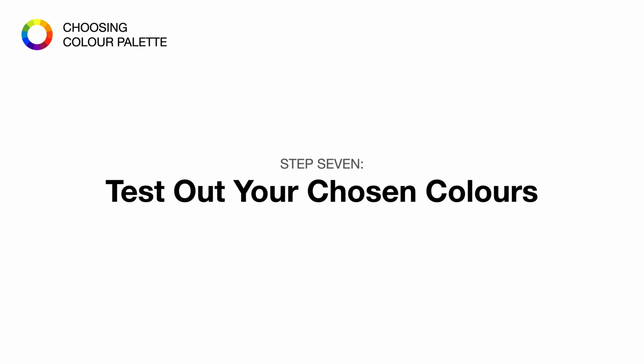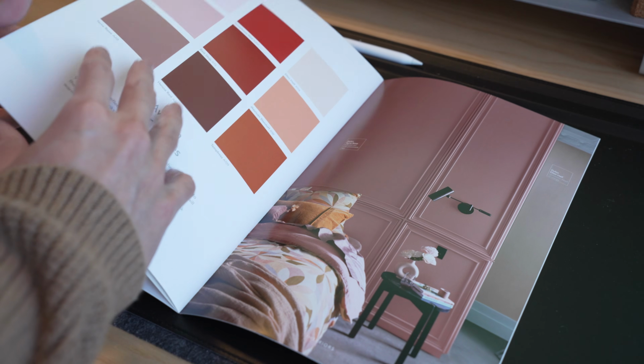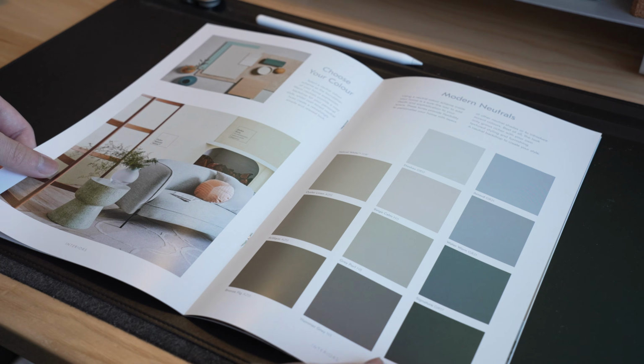Step 7. Test out your chosen colors. As soon as you have your palette sorted out, test it out with samples. You don't want to rely on the tiny paint swatches you collected from the store, as they will not reflect their true color in the unique lighting conditions of your home. Instead, paint a few different samples on your wall to see how they look in your lighting. Also take note of how the colors appear at different times of the day, as they will look very different in direct sunlight versus overcast daylight or artificial light.